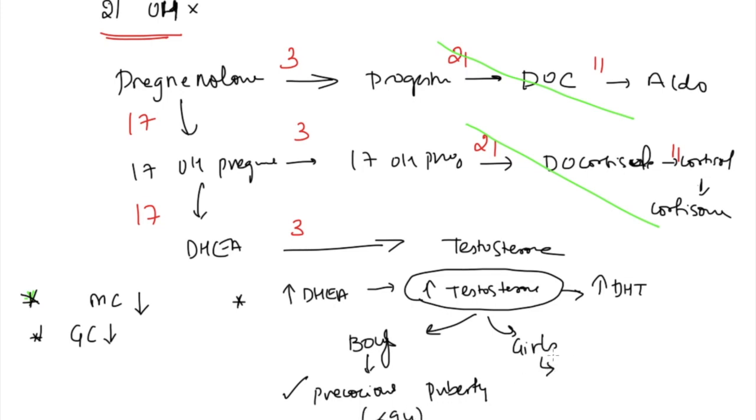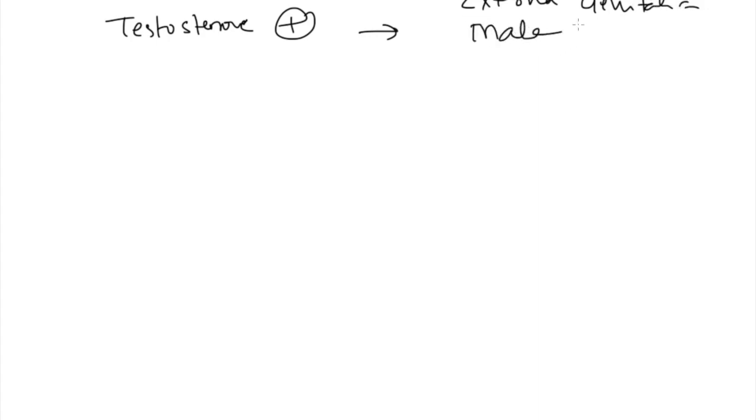In girls, what happens during the development of the fetus? Let me repeat it again, or I'll just use another slide here. Basically, if there is testosterone during the development of the fetus, then the external genitalia would be male. If there is absence of testosterone, it will become female external genitalia. Very simple. This logic is to be remembered.